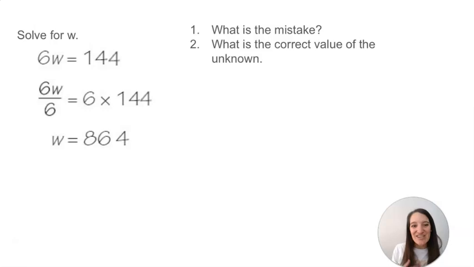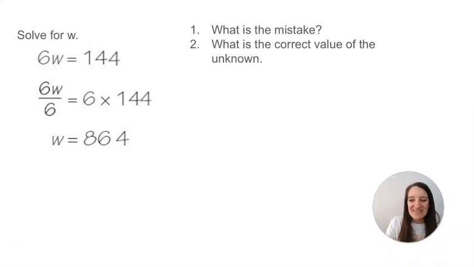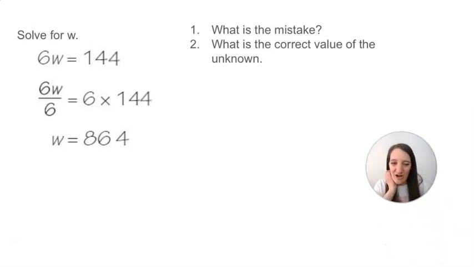Now that you understand it, you get to be the teacher. What did this student do wrong? It's a very common mistake. We have 6 times w equals 144. They found the variable, which is w, and they did the opposite. They saw this was times, and so they divided by 6. And they canceled it out, and it left them with w. So where was their mistake?